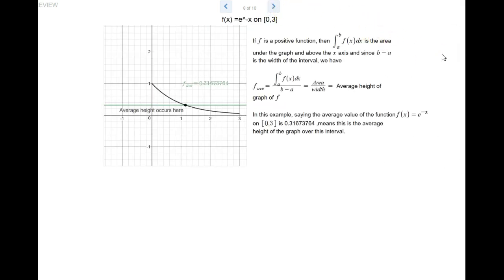Now when f is a positive function, that means that the entire graph is above the x-axis. So the average value of a function is really just giving you the average height that the graph is reaching.